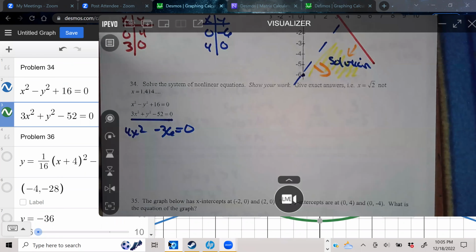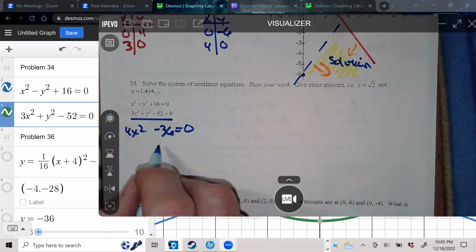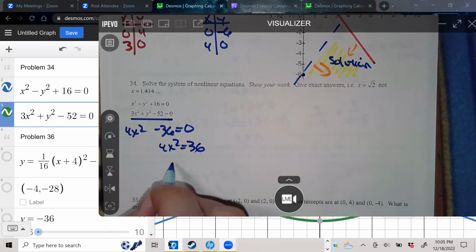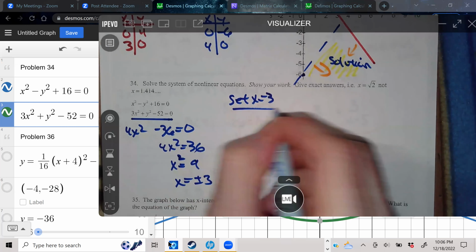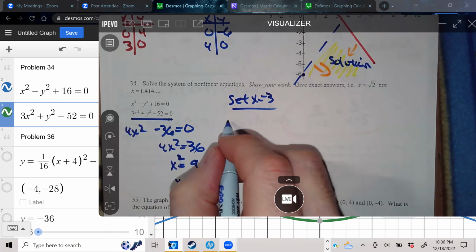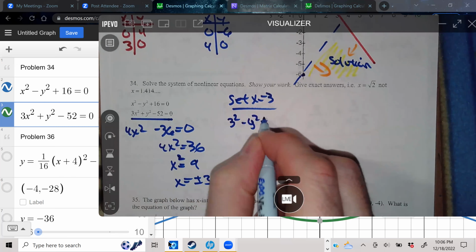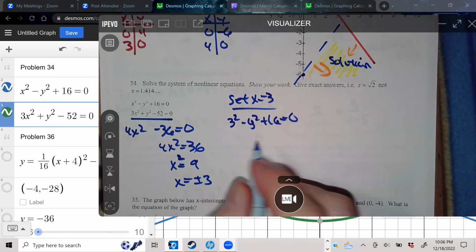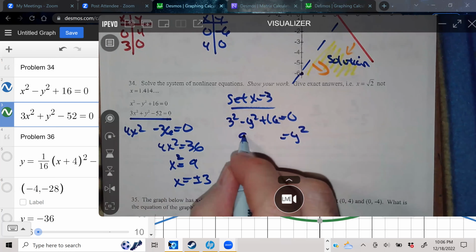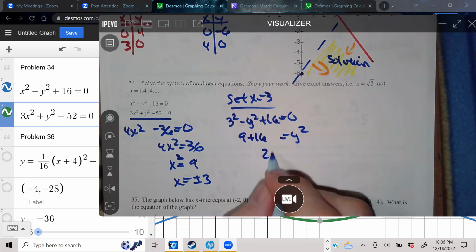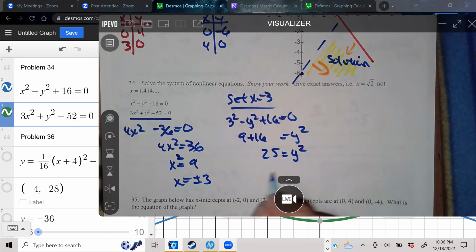Let's continue. If you add these down, the y squared cancels out, move the 36 to the other side, and then divide by 4. X squared equals 9, x equals plus or minus 3. Now, if I set x equal 3 in one of these equations, I would get 3 squared minus y squared plus 16 equals 0. So I'll move the y squared to the other side. Now I have 9 plus 16, that's 25.